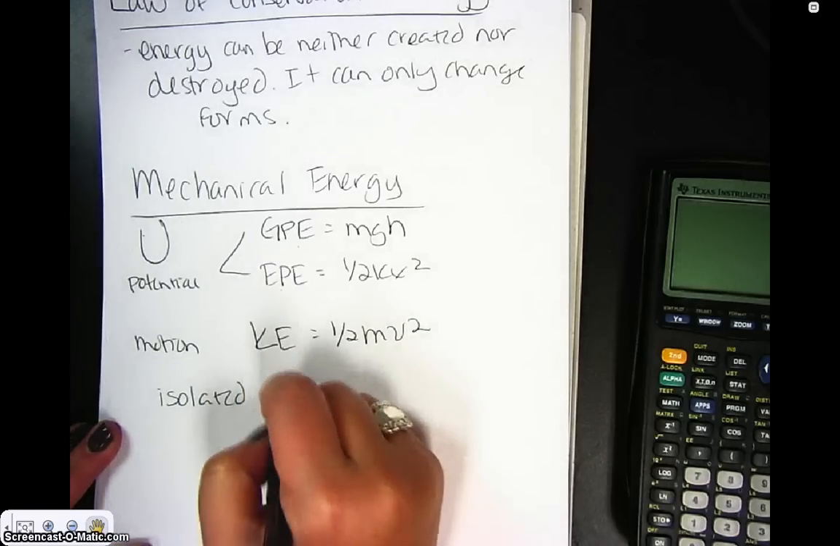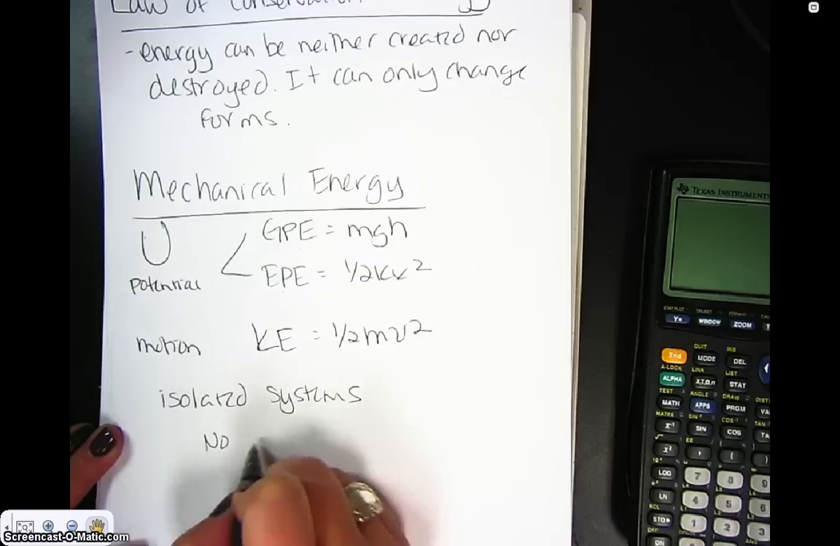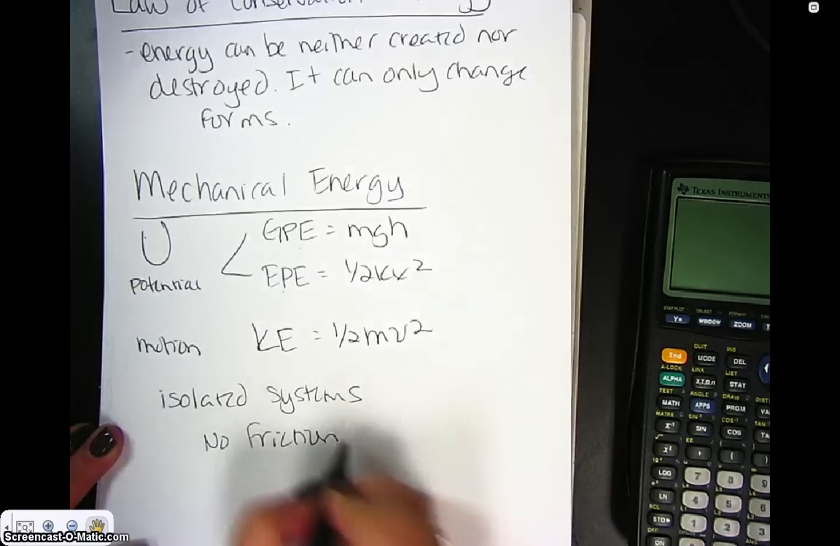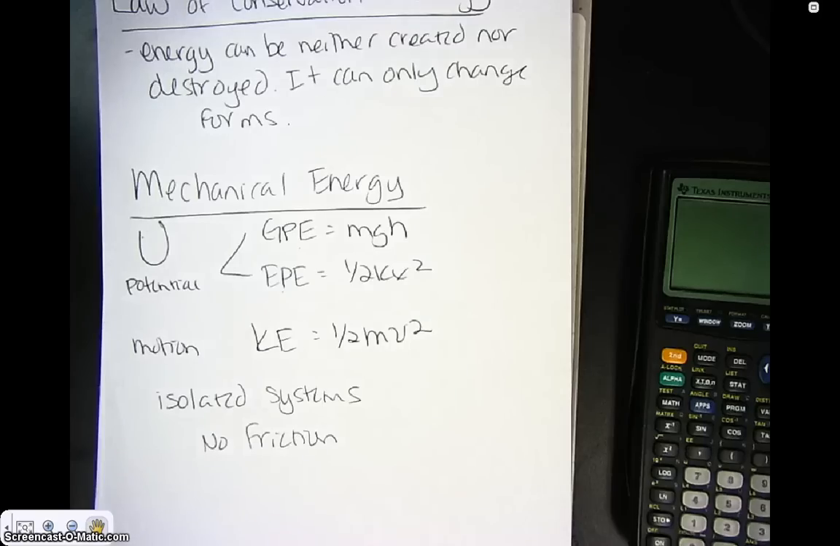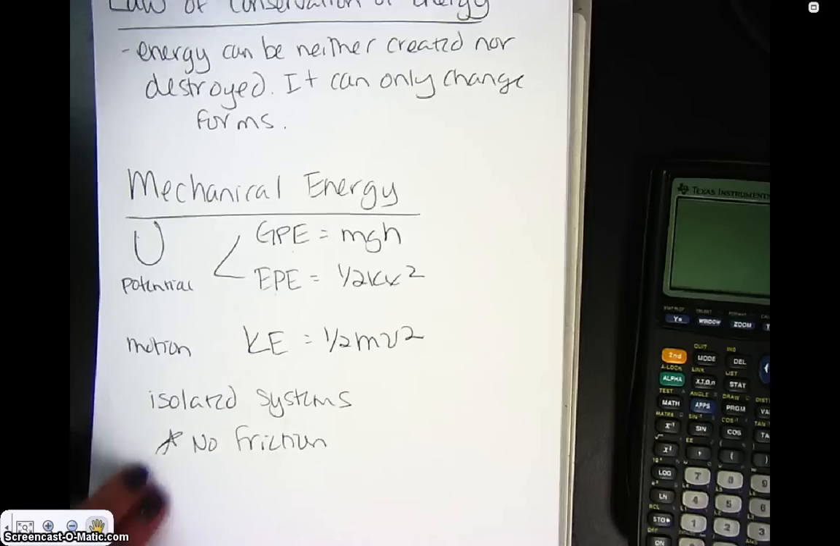So isolated systems where there's no friction. Because if friction occurs, then energy is lost in terms of heat. So understand this conceptually now, but mathematically we won't apply it.